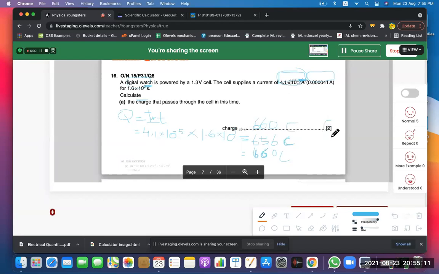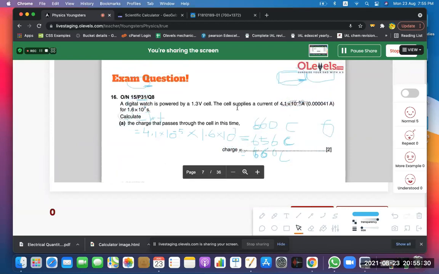So now we have got 1 mark for writing the formula and doing the calculation, and the second mark we have got for getting the correct final answer. Very good, everyone. And putting the unit, coulomb. Yes, putting the unit.